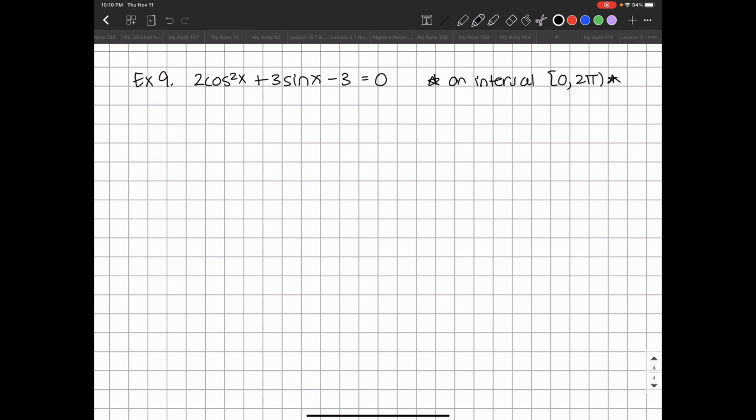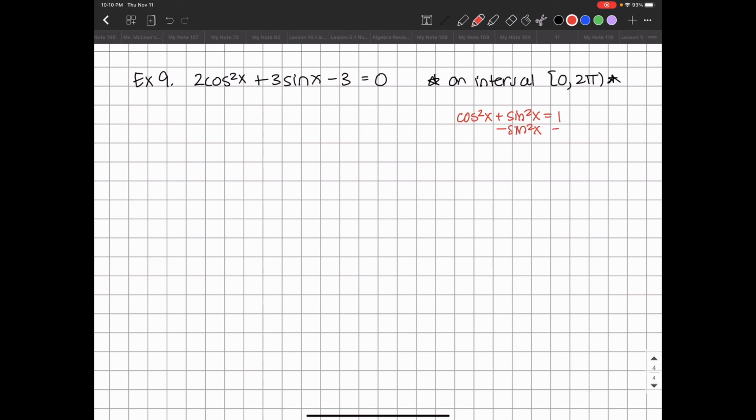First thing I want to do is get this all in terms of one trig function. I don't want cosine and sine, I just want one or the other. Using one of my Pythagorean identities, I can rewrite cosine squared of x in terms of sine of x. So off to the side, I know that cosine squared of x plus sine squared of x is equal to 1.